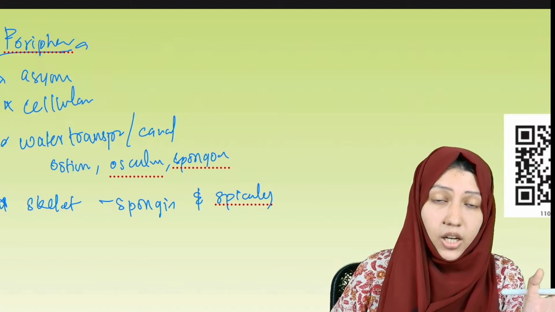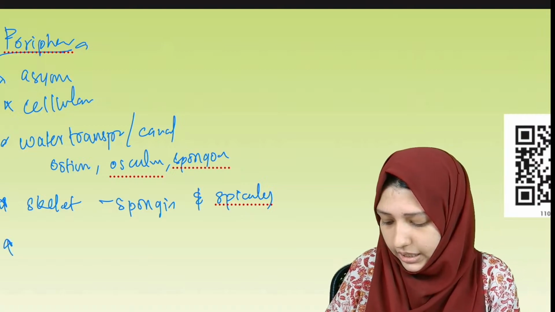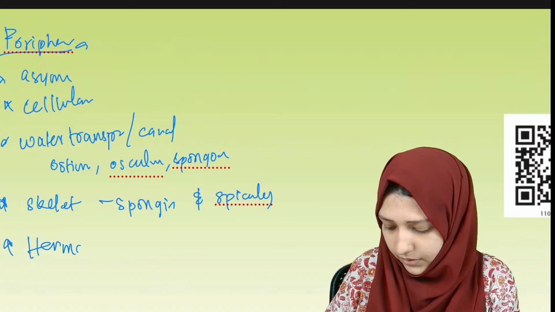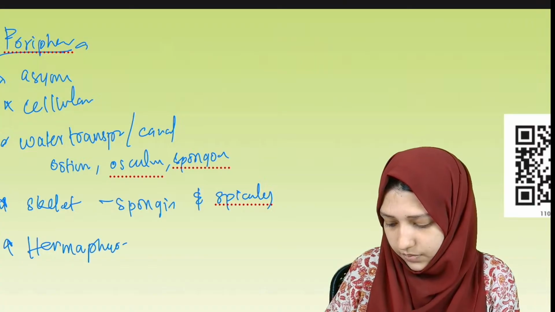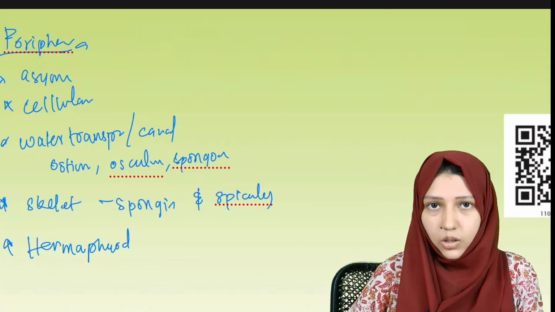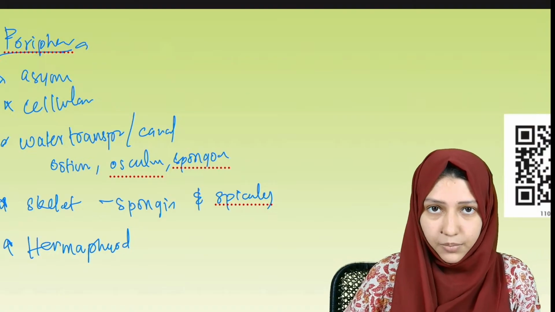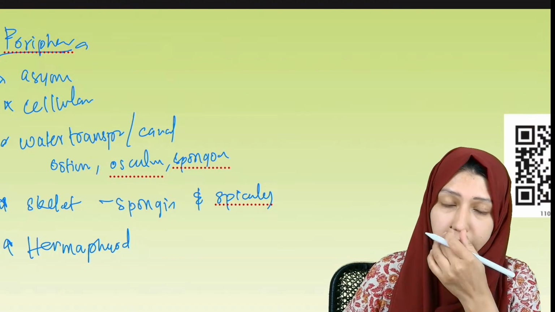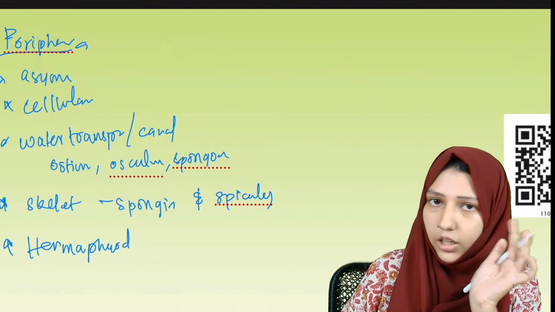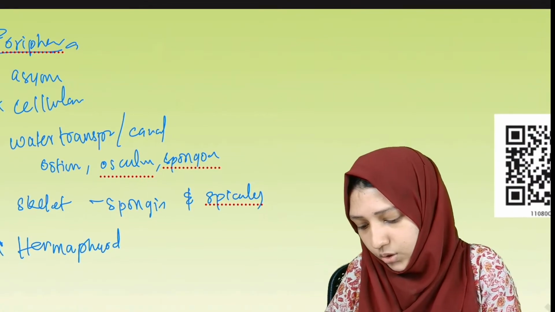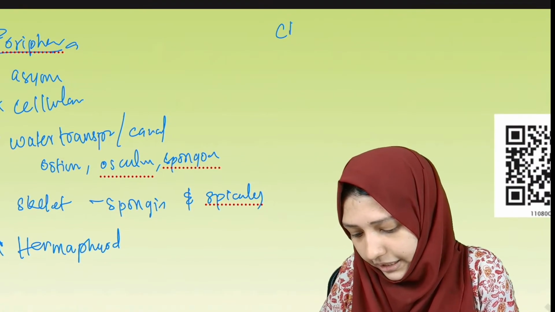The sexes are not separate, which means they were hermaphrodite. Okay, clear? This was all about Porifera, phylum Porifera. What were the examples? Euspongia, Spongilla. Okay. Now coming into phylum Cnidaria.